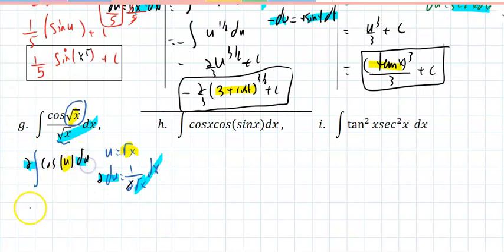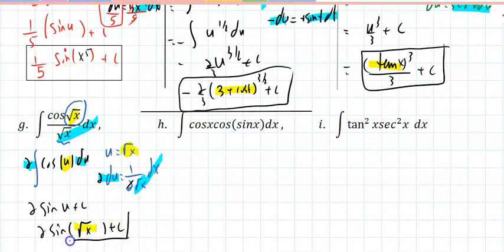And what do you take a derivative of to get cosine? The sine of u. And I need to replace u back. And u initially was radical x, and there it is. So this is what you take a derivative of to get this, and you could check.